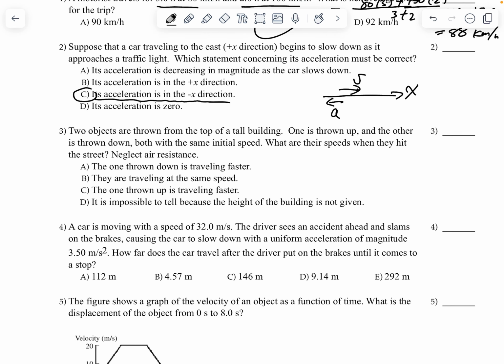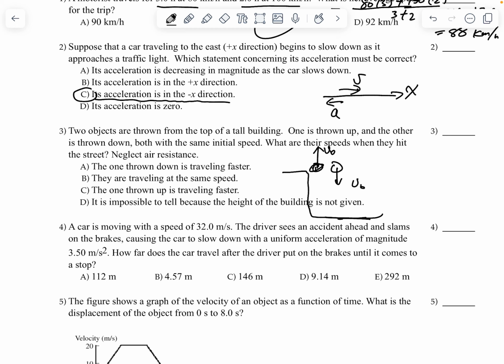Third one: 2 objects are thrown from the top of a tall building, like this. One is thrown up, and the other is thrown down, both with the same initial speed. So assume v naught here, and v naught up. What are the speeds when they hit the street? Here's the street. So what happened to this one?